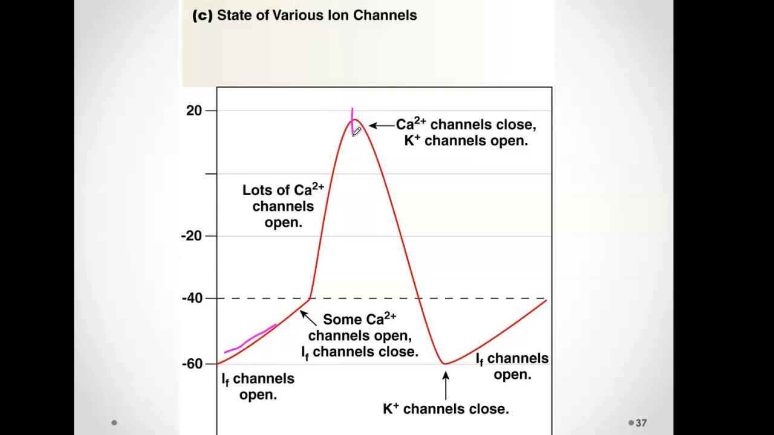Calcium channels close up at the top, potassium channels open, and I lose positive, and regain my negative back again. And then my funny channels open all over again. Okay, I hope that's clear.